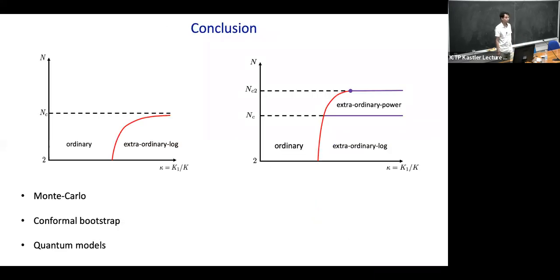So let me conclude by saying that for the simplest classical static model, the O(N) model, the story of boundary criticality was not fully understood. I think in the classical model, numerics, analytics, and conformal bootstrap are now converging, but there are still things to understand, namely the precise value of N_c and which of these two scenarios is realized. So more Monte Carlo and bootstrap, I think, will be helpful.